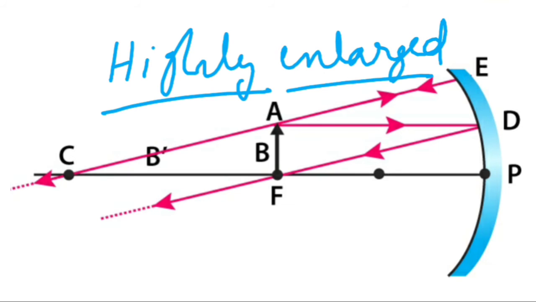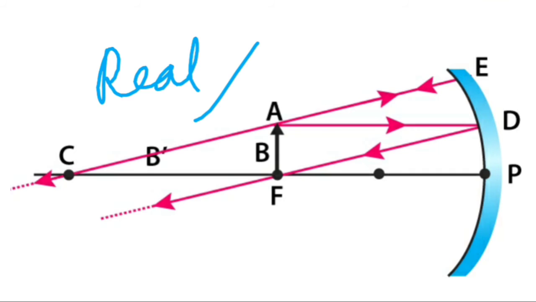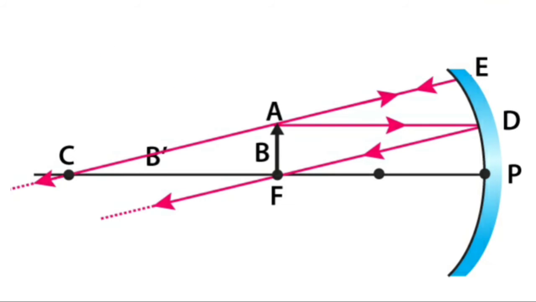Now the image is highly enlarged, and also it is real because it is forming in front of the mirror, and also inverted, okay, in downward direction. It is directed in downward direction. Okay. Next one.